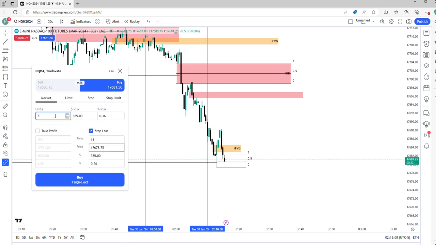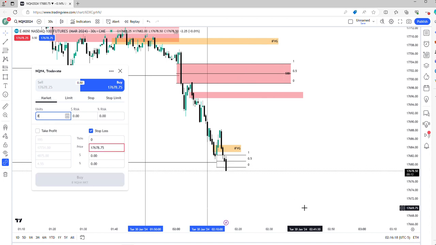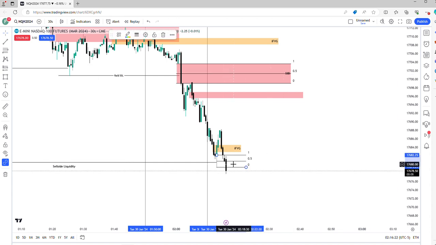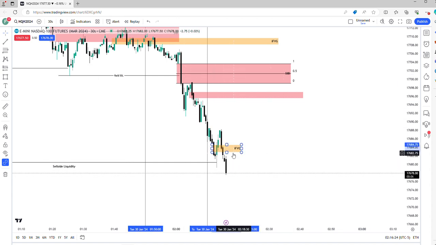Because we need to respect the zone, and we only want to risk 0.5%. And this is not convincing to me just yet, so I want to see how this candle closes. There we go, see? So you don't make judgment straight away. You let the market do what it wants to do.